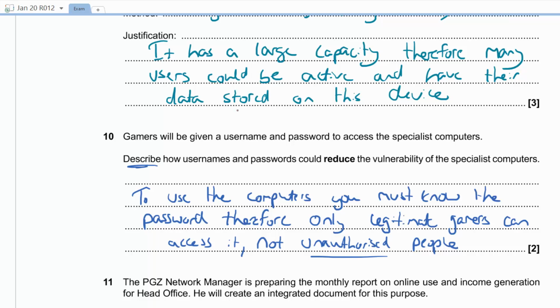So our 1st mark comes from our 1st point. You must know the password to use the computer, showing you've understood what a password is really. Not hard at all, but you've got to write it down, state the obvious always. Our 2nd mark is for saying why having a password reduces the vulnerability of these computers. Why is it good to have a password?